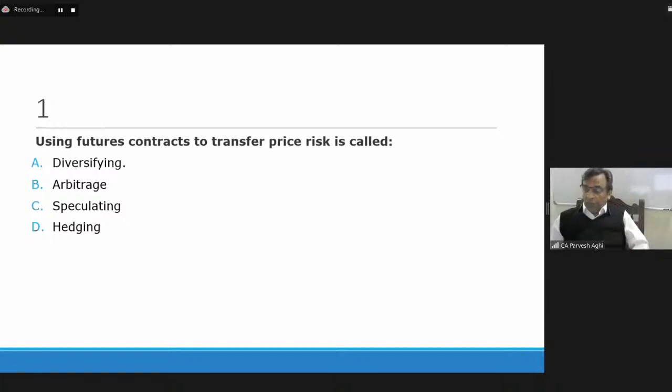So the first question is this. Please answer. Using futures contracts to transfer price risk is called what? Diversifying, arbitrage, speculating, hedging. What should be the right answer? So the answer is hedging.